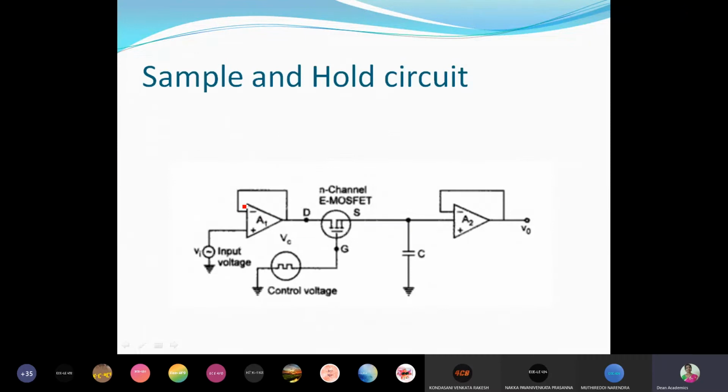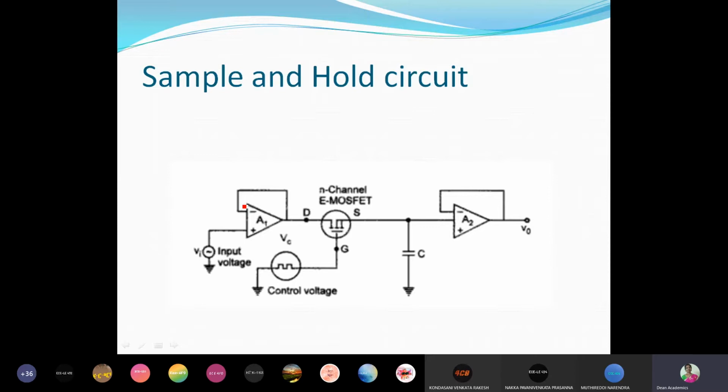In today's class, after that, let us also discuss the sample and hold circuit. In today's class, first the instrumentation amplifier is over, and then the sample and hold circuit. After that we are going to study comparators. In comparators we have inverting comparator and non-inverting comparator. I aim to complete all these. After that, if time permits, we also see the regenerative comparator, which is nothing but a Schmitt trigger, right?